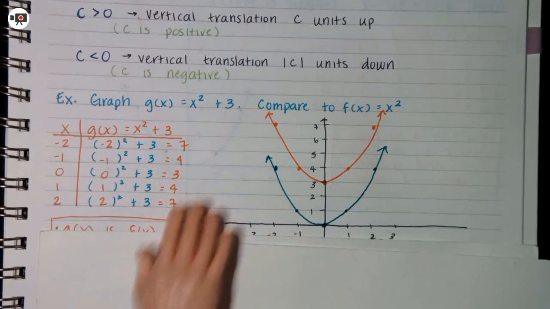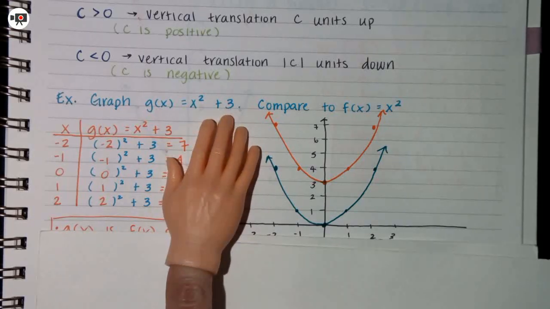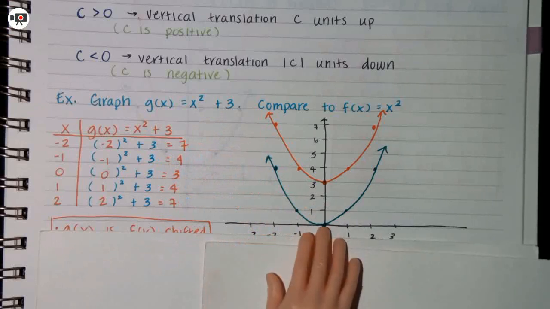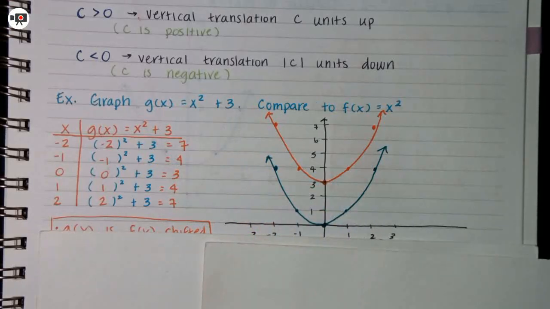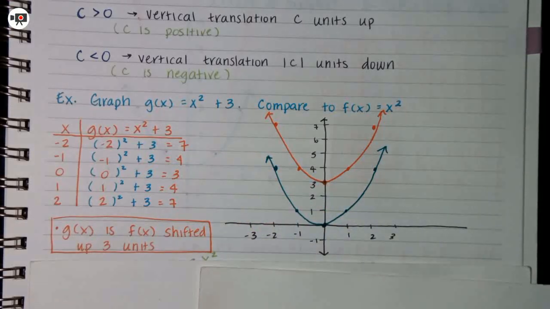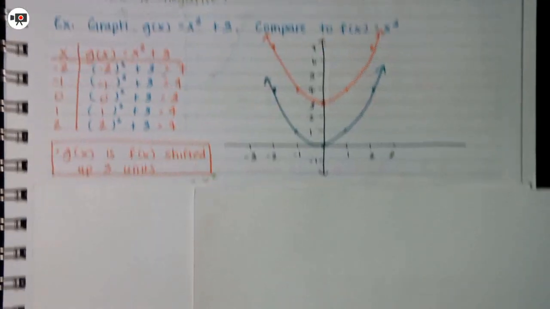And I can see that the only thing that happened was this 3 made the graph shift up 3 units. So I wrote that here. G of x is f of x shifted 3 units up.